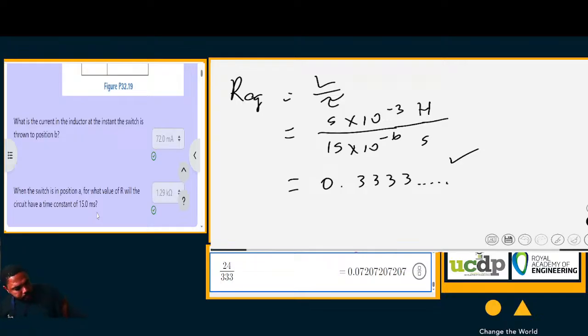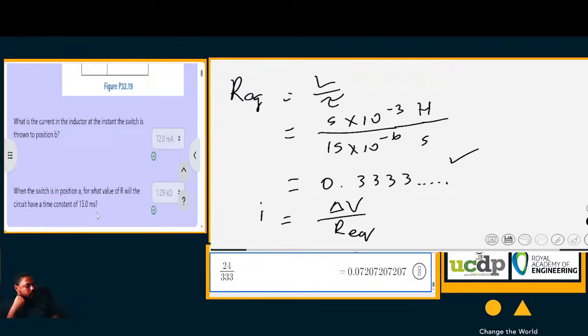Okay. So, going on, we now have the equivalent resistance. We want to find the current, and that is equal to delta V over R equivalent. Just to make sure something here. Yes.